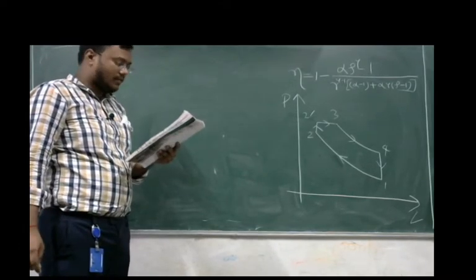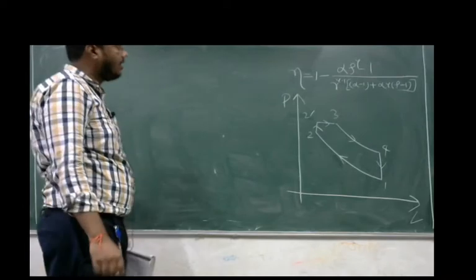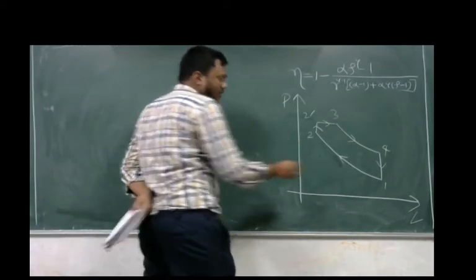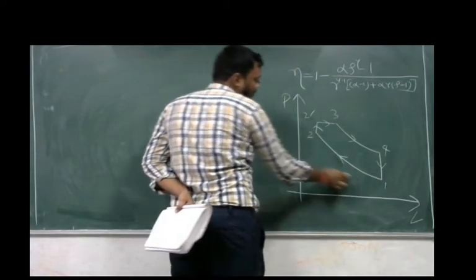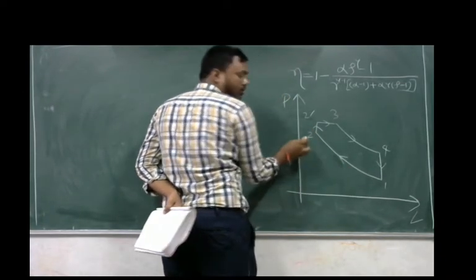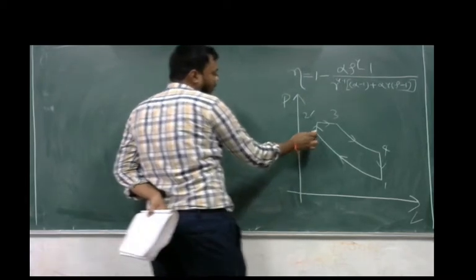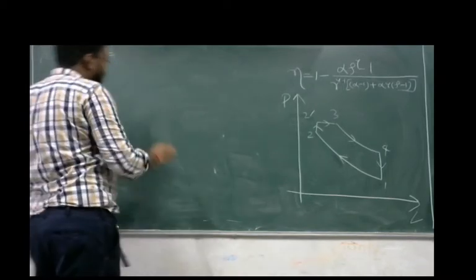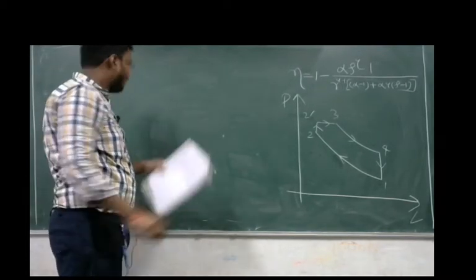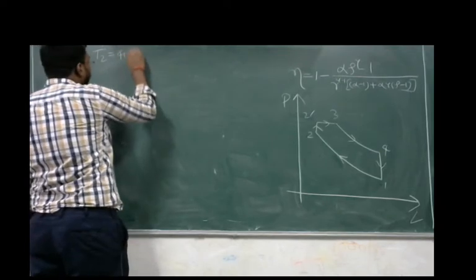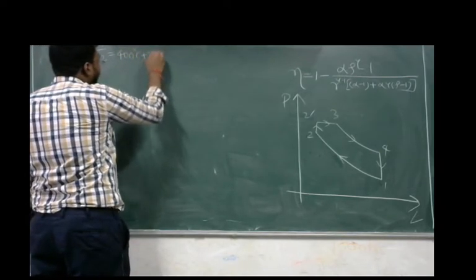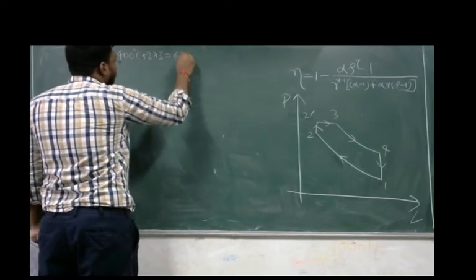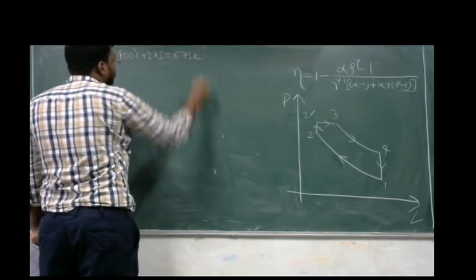Temperature at the end of compression is 400 degrees Celsius. So what is the point at the end of compression? Compression takes place from point 1 to 2, so compression ends at point 2. At point 2 the temperature is given, so T2 is given equal to 400 degrees Celsius plus 273, so it becomes 673 Kelvin.